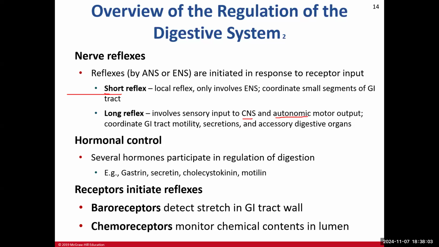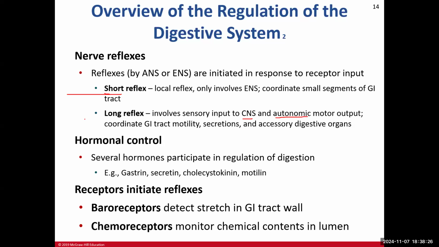But when I was learning this stuff the first time when I was in medical school, I never really appreciated how the digestive system was nothing short of just one big reflex here. So keep in mind, that's one aspect of our control system, our control mechanism.